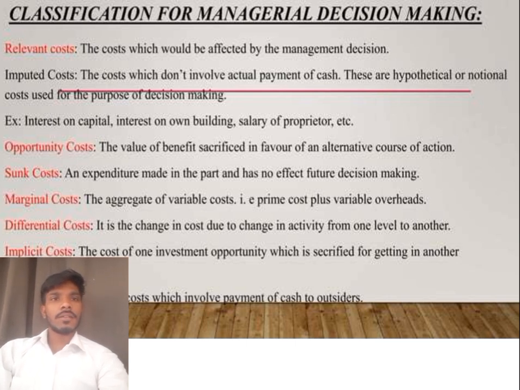Sunk cost is an expenditure already incurred, having no effect on future decision making. Managerial cost is the aggregate of variable cost, prime cost plus variable overheads. Differential cost is the change in cost due to a change in activity from one level to another. Implicit cost is the one of investment opportunity which is foregone in another period. Explicit cost involves payment of cash to outsiders.